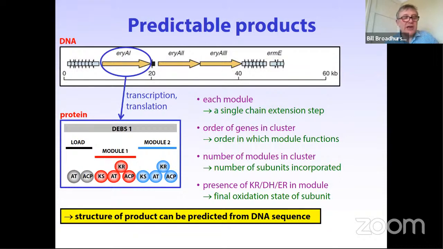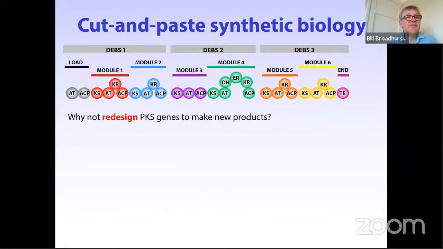So overall, it looks like we should be able to predict the fine details of the chemical structure of a natural product just by learning about the DNA sequence of a new biosynthetic cluster. And that suggests some exciting synthetic biology experiments. Perhaps we could make our own new designer natural products by cutting and pasting together the DNA for different modules.